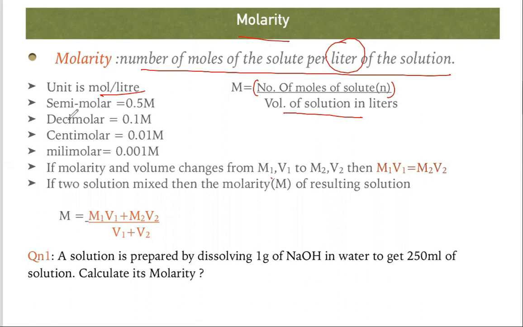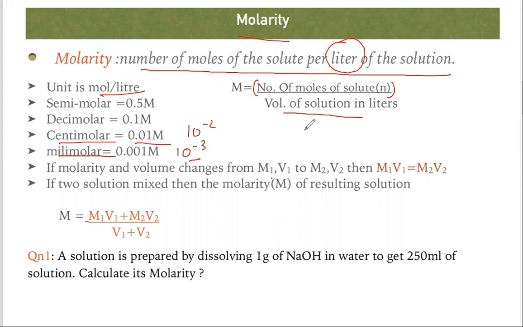There are different terms given. Sometimes the question may ask you what is semimolar. Semimolar means 1 by 2 M, decimolar means 0.1 M, centimolar means 0.01 M, millimolar means 0.001 M. Instead of this, you can also use 10 to the power minus 3, and here you can use 10 to the power minus 2.